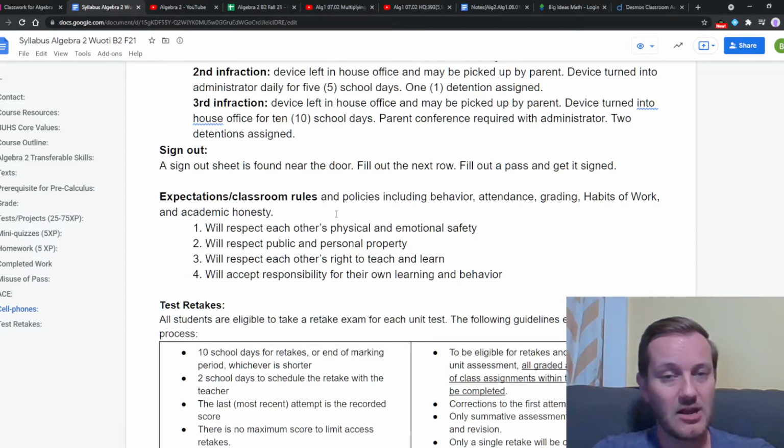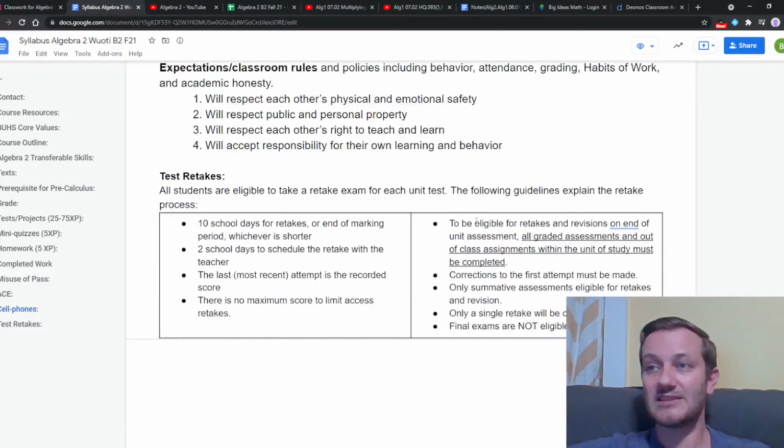I understand you might not always be the most excited about Algebra 2, but I want to try to connect it to you as best as I can. And at the very least, I have to make sure that we have an environment in which students can learn. That's what I'm here to do, to teach you. And test retakes, if we're having the paper test sort of thing, we do have the retake policy. You'll have 10 school days to access a retake, and you sign up for one within 2 days.